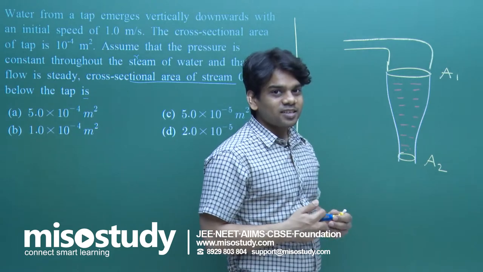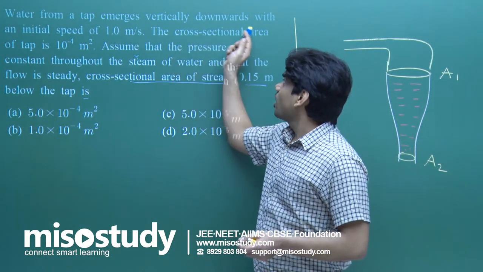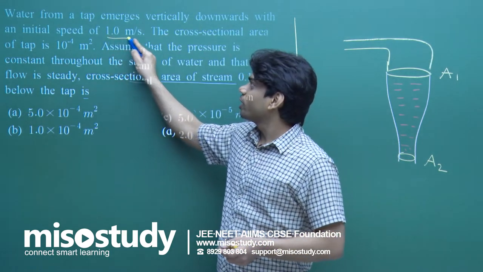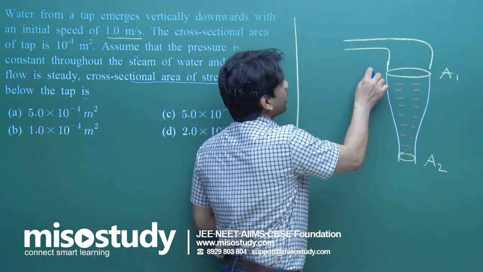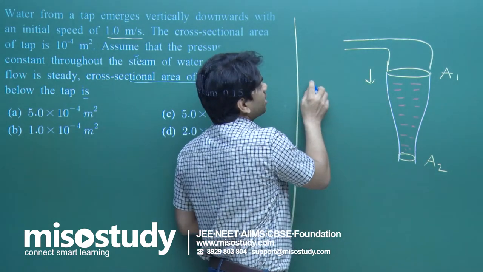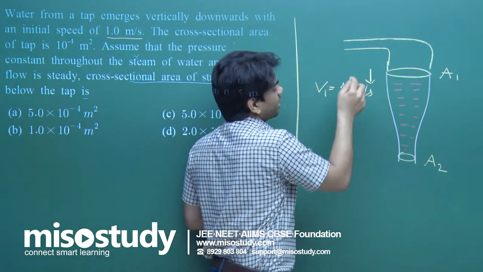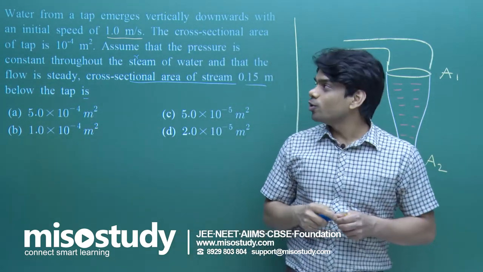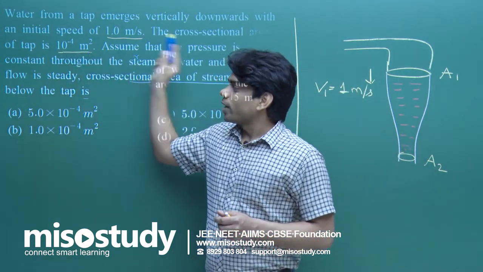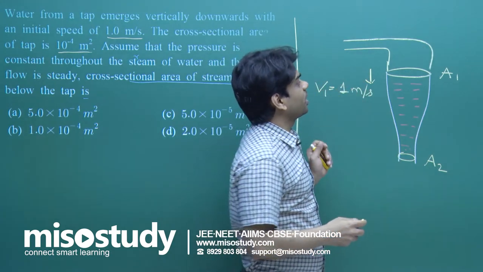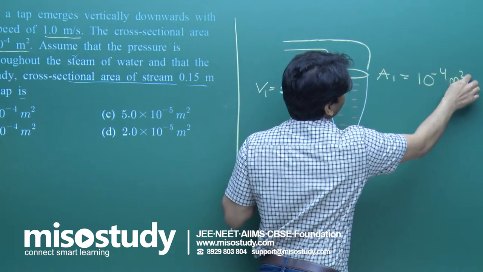Now if you read the question statement, water from a tap emerges vertically downwards with an initial speed of 1 meter per second. That is, the speed at this point is 1 meter per second. So let me write this as V1 is equal to 1 meter per second. I hope that this would be clear to you all. The cross-sectional area of the tap is 10 to the power minus 4 square meter. That is A1 that we have made here. This is 10 to the power minus 4 square meter.